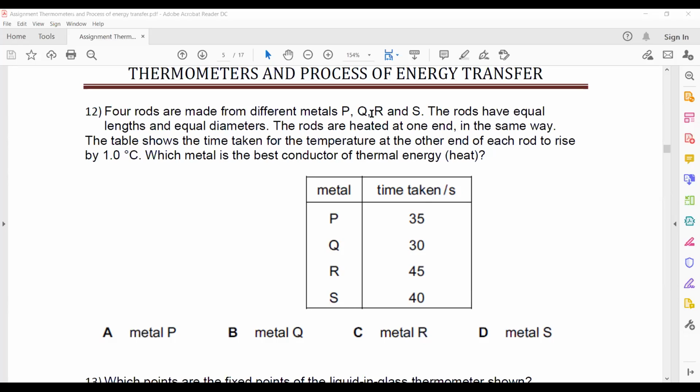So if it's the best conductor, it should show a change in the temperature, or transfer the heat energy, in a short time. So the one which is taking the shortest time is the best conductor, because all are the same. The rods are heated at one end in the same way, and the temperature of the other end is rising by 1 degree. But which metal is the best conductor? The one which shows a change in temperature in a short time, so it transfers the heat energy quickly.